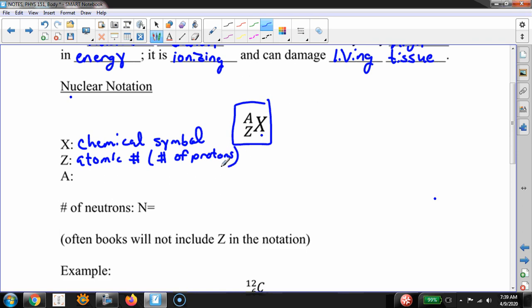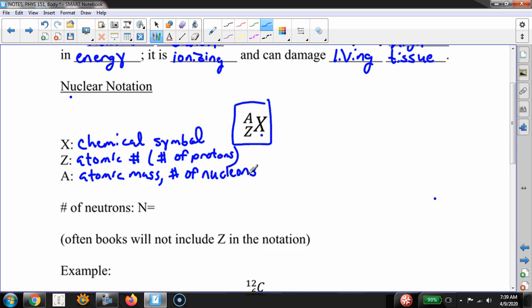And then A is the atomic mass. The atomic mass is the number of nucleons. What is the atomic mass for, say, hydrogen, which has 1 proton? How many nucleons does hydrogen have? Well, hydrogen also has a neutron, so it has 2 nucleons. It has 1 proton and 1 neutron.